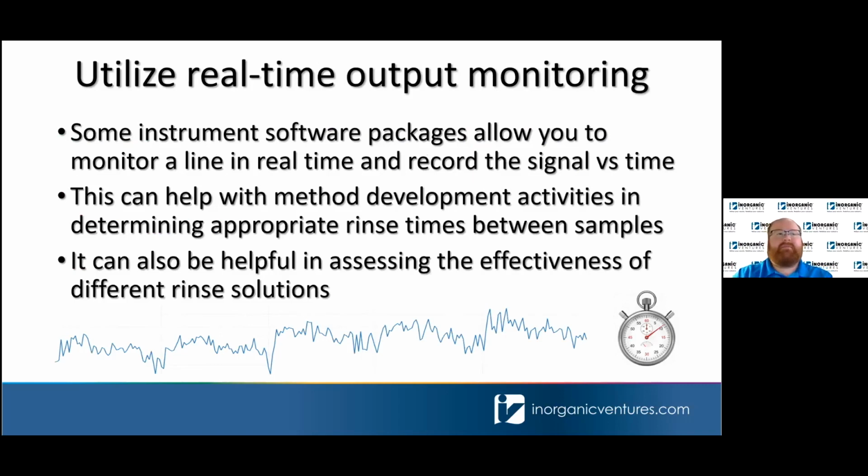You could maybe start out with your ICP for the first time and have a 5-second rinse and wonder, why is nothing working right on the following samples? Well, five seconds obviously isn't enough time, but this tool will help you figure out what time is appropriate. It can also help with assessing the effectiveness of different rinse solutions. So if you start aspirating a different solution, once it gets to the plasma, you'll see what's going on.